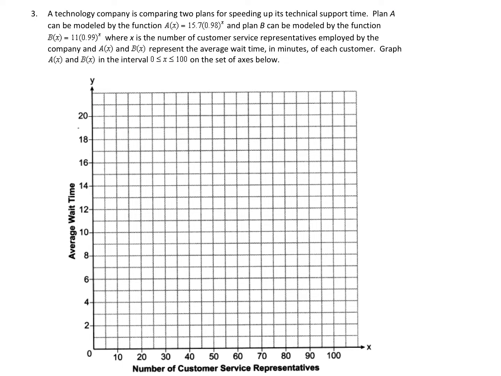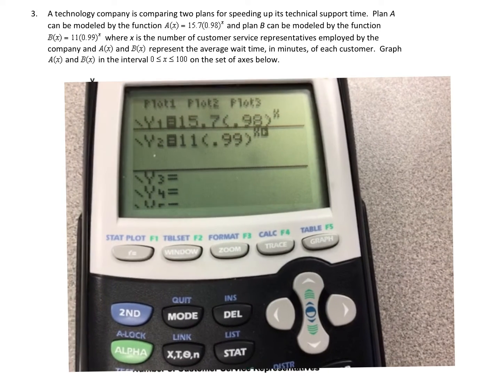Okay, so number 3, it looks like we have 2 companies comparing 2 plans for speeding up its technical support time. Okay, so plan A is given by this function and plan B is given by this function. And what they want us to do is graph A of x and B of x on this set of axes below. So why don't we, in our calculator, go to y1 and plug in this equation, and then go to y2 and plug in this equation. Okay, so that's what I did.